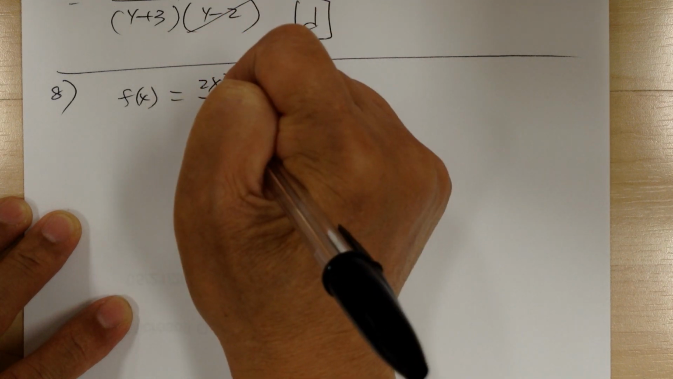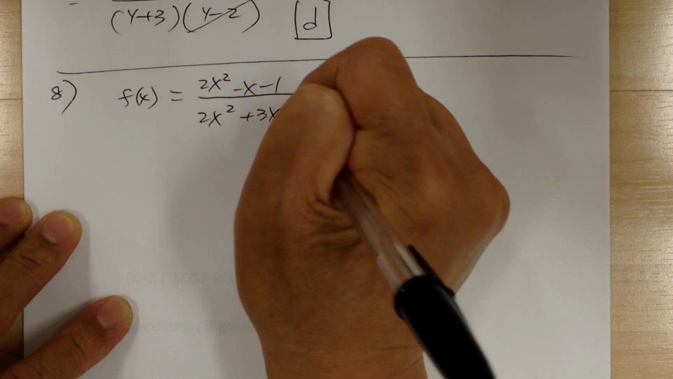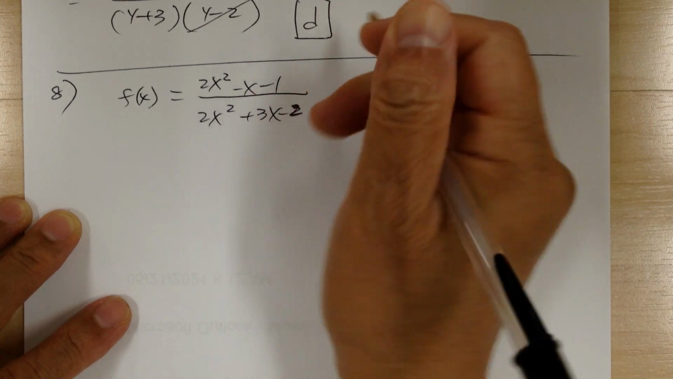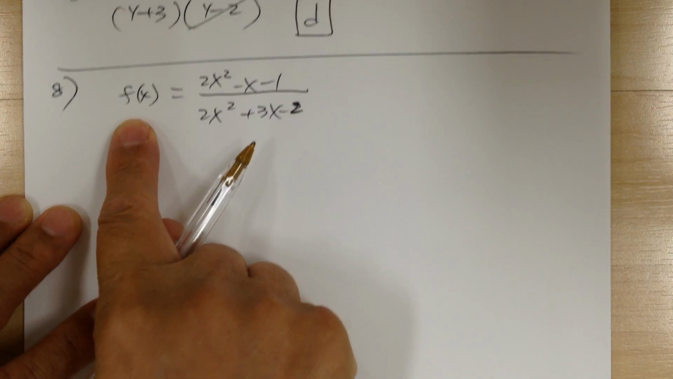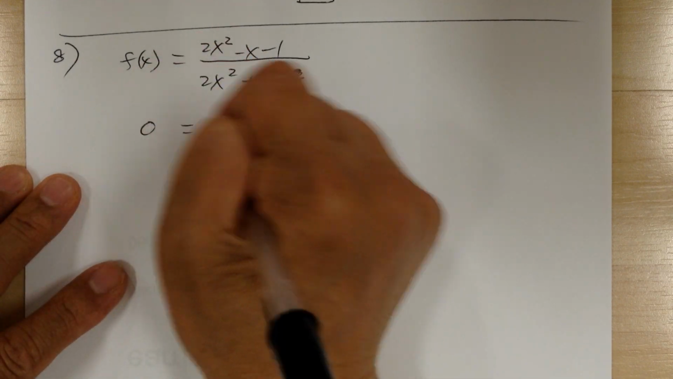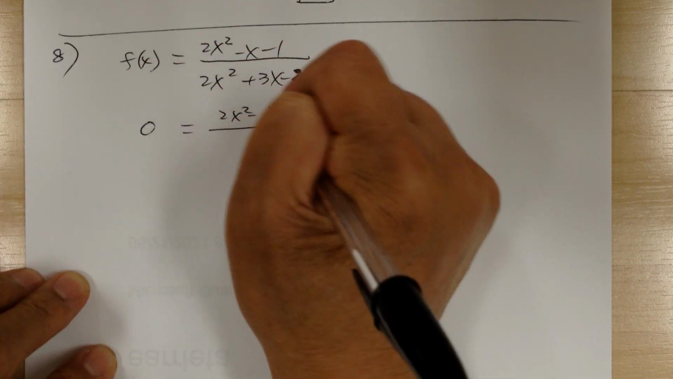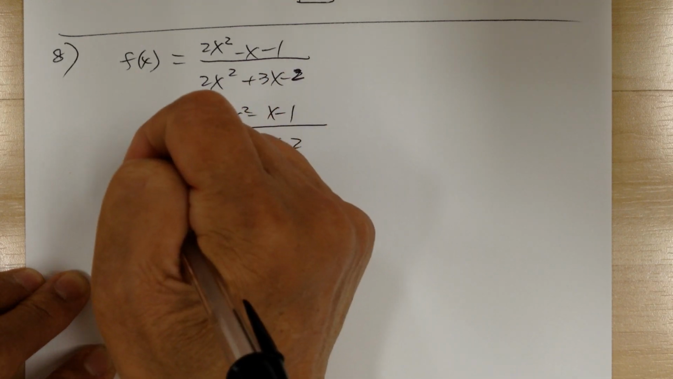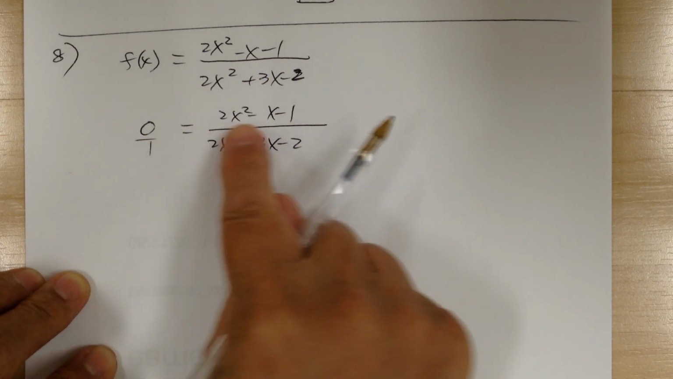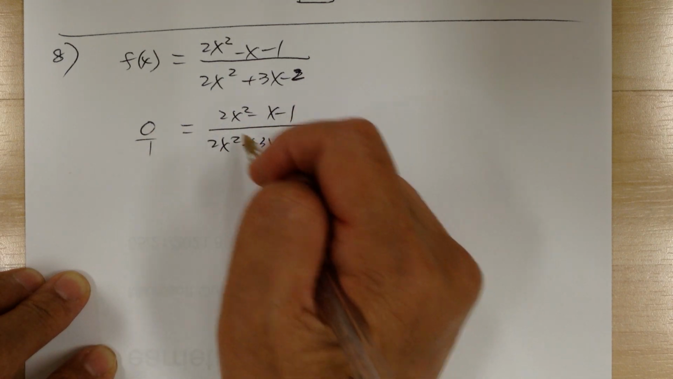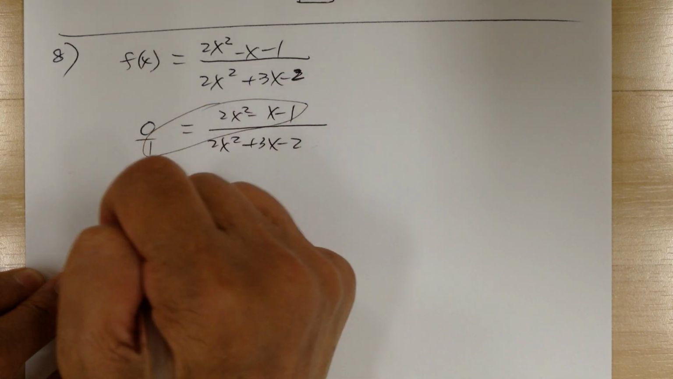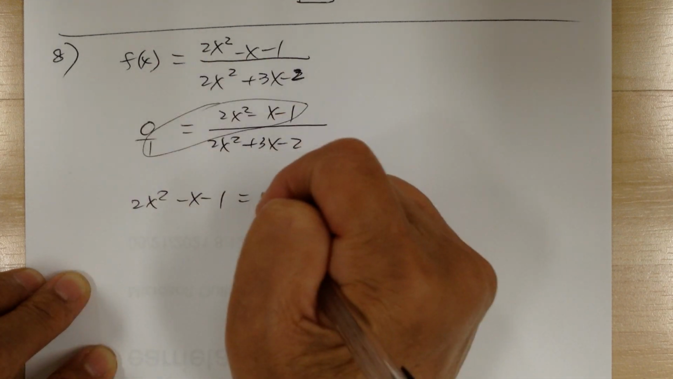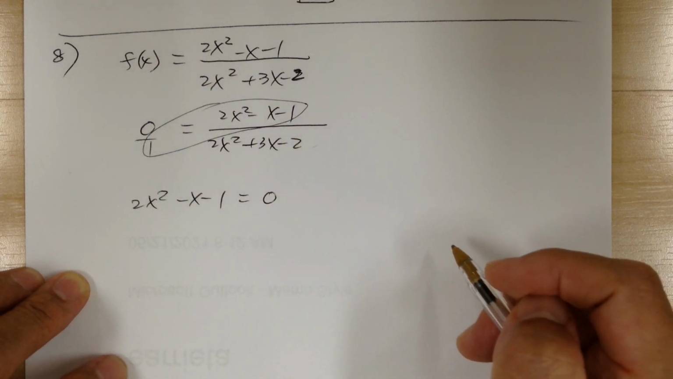over 2x squared plus 3x minus 2. And you're looking for the zeros. When you look for zeros, it means you set this equal to 0. Okay? So again, you're looking for zeros. Then I'm going to put this as over 1. Okay, so when you have fraction equal to fraction, you can cross multiply. So I got 2x squared minus x minus 1 equal to, cross multiply, 0 times whatever is 0, right?